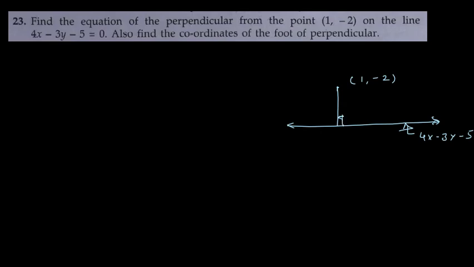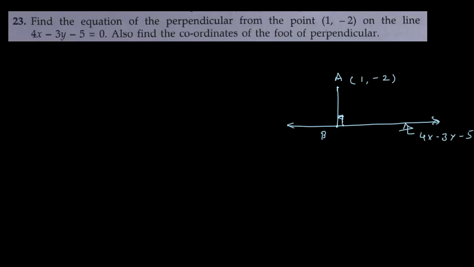and I have to find this foot of perpendicular. So say this is point A and say this is point B. So I have to find the coordinates of point B. So find the equation of perpendicular first. I have to find the equation of perpendicular from point 1 comma minus 2, and then I have to find the coordinates of the foot of perpendicular. So now as this line AB is perpendicular to this line, therefore slope of AB times slope of this line is going to be minus 1.